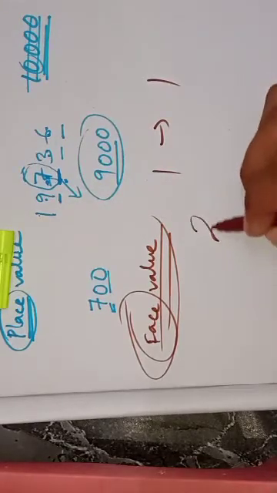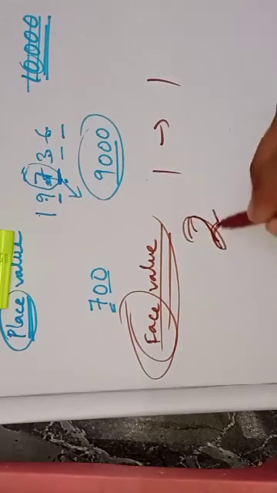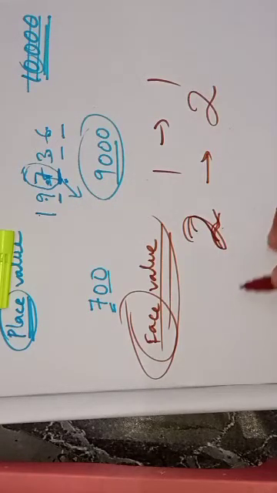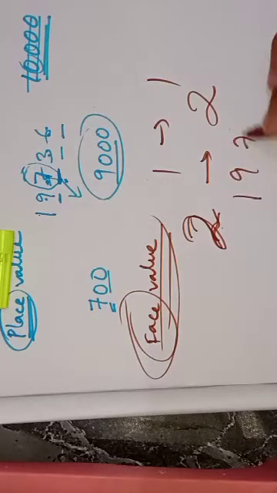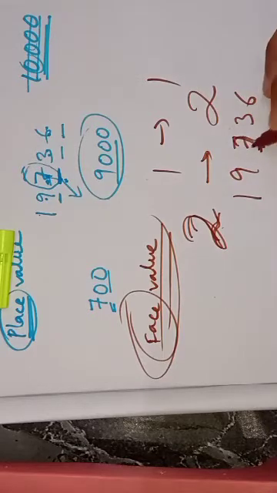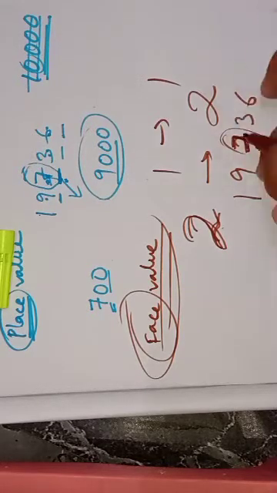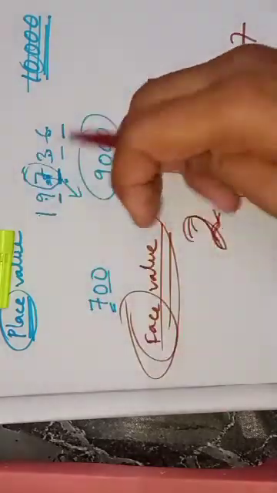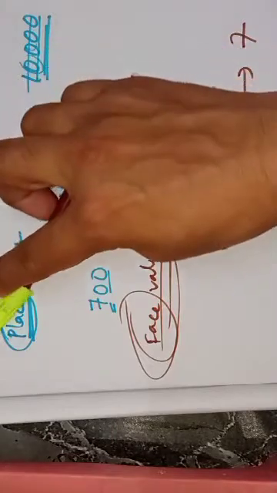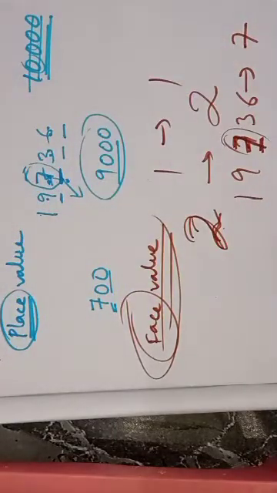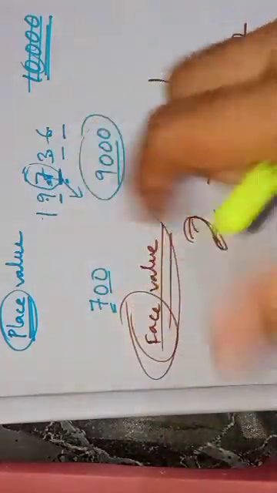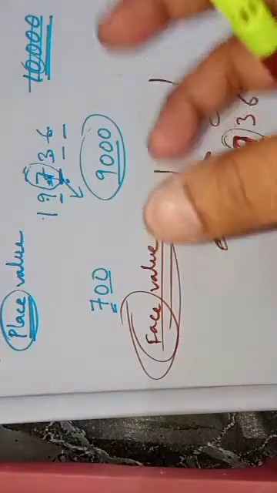Similarly, what is the face value of 2? 2 looks like 2 itself, so the face value of 2 is 2. Similarly, if I ask what is the face value of 7 in the number I wrote over here, the digit 7 looks like 7. It will never look like 9. So the face value of 7 is 7. In a nutshell, place value of a digit in a number is the position where the digit is exactly located, and face value of a digit in a number is the shape, the picture of the digit, how exactly it looks.